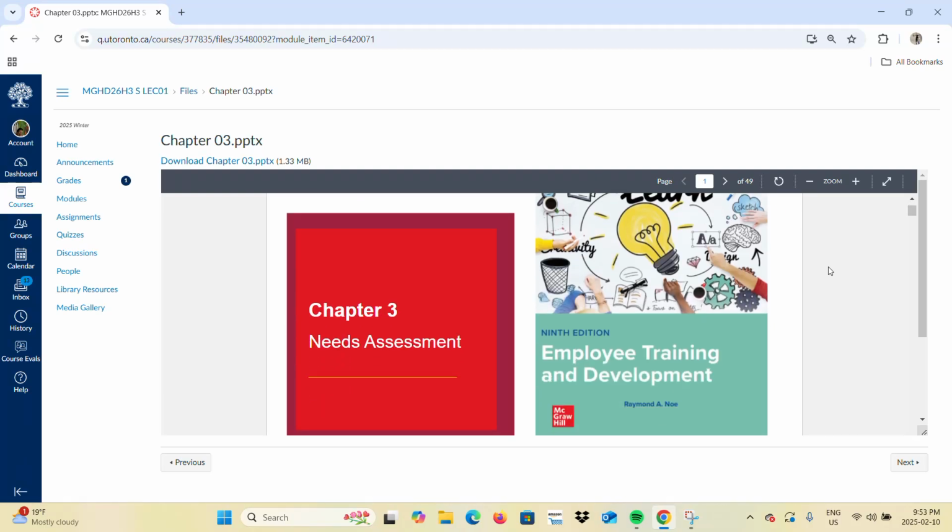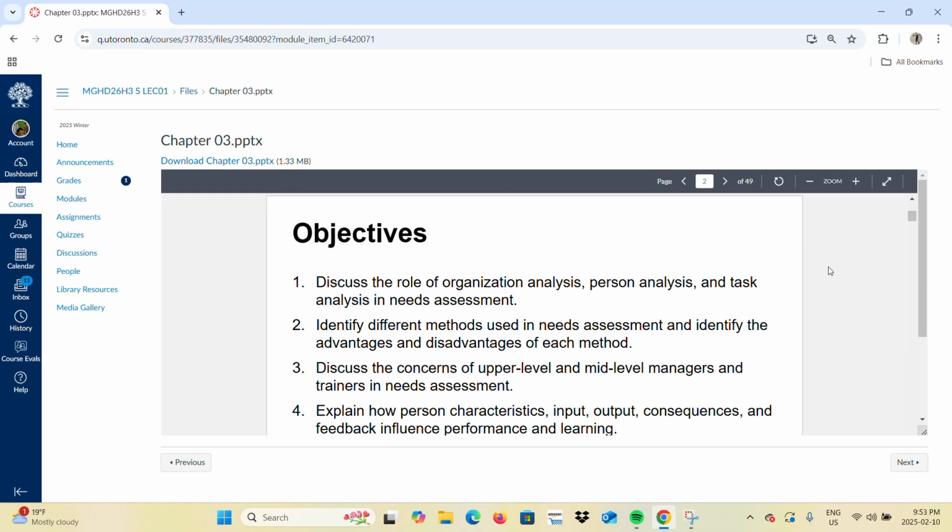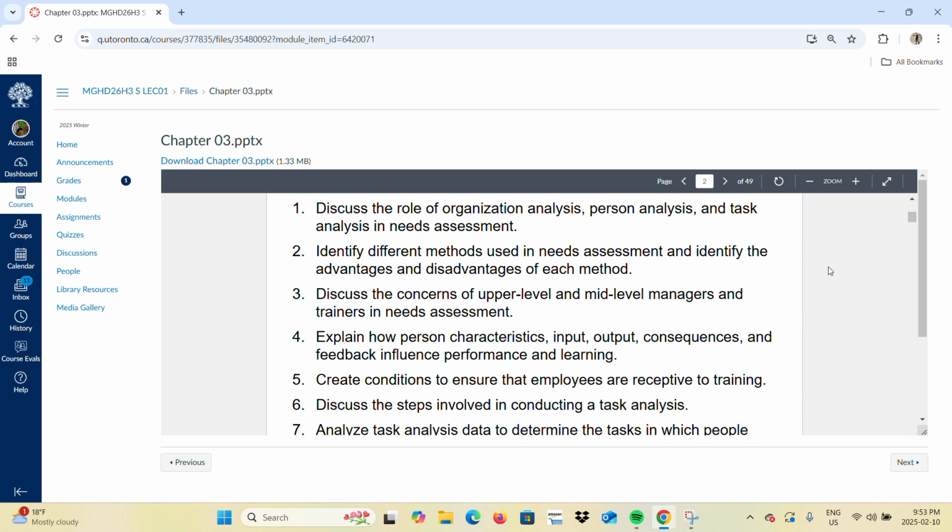Chapter 3, the Needs Assessment. The objectives of this chapter are to discuss the roles of organization analysis, person analysis, and task analysis in the needs assessment, identify different methods used in needs assessment, and identify the advantages as well as the disadvantages of each method. Discuss the concerns of upper level and mid level managers and trainers in needs assessment.